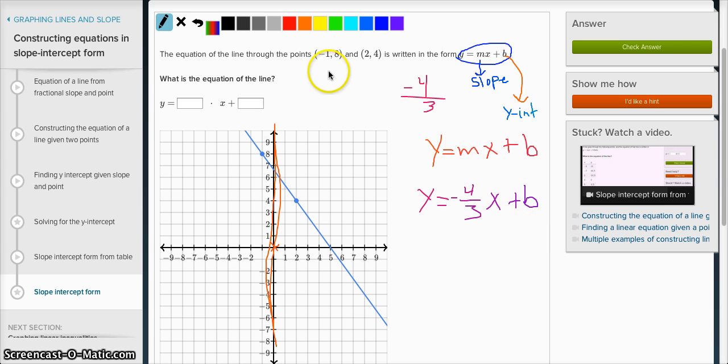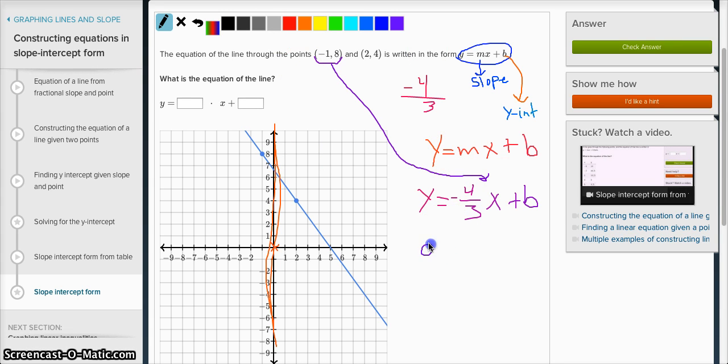Well, here's the thing. I know a couple of coordinates where the equation is true with this solution. What I mean is that any point on this line I can plug in for x and y, and I can use it to solve for b. So I'll just use this first one.